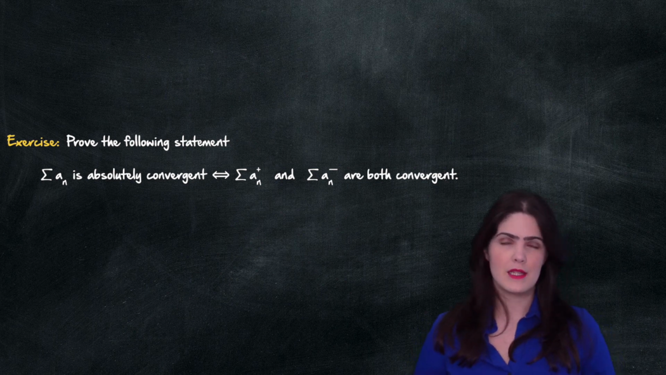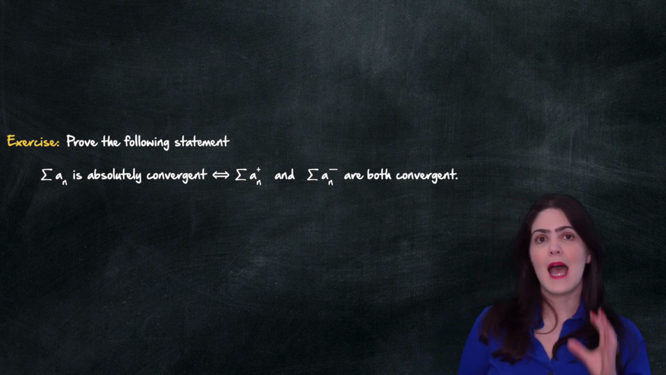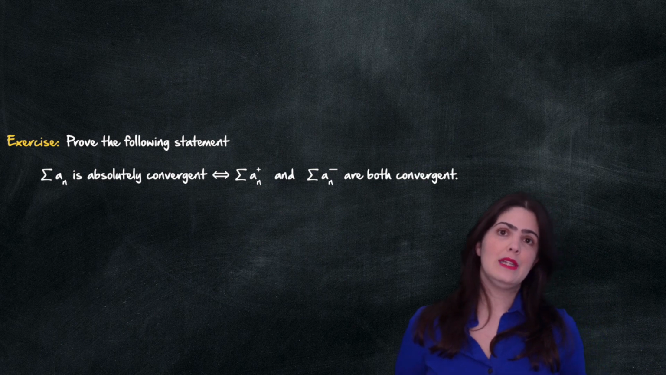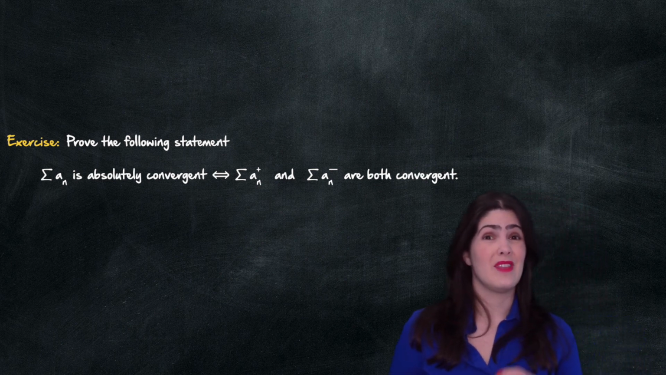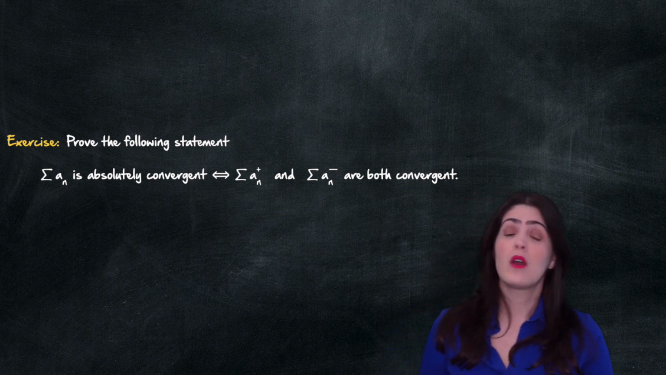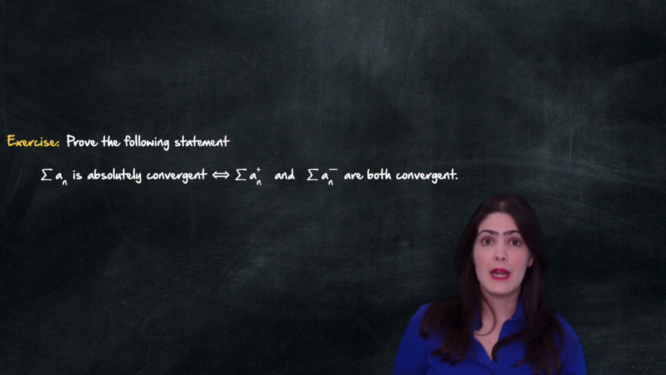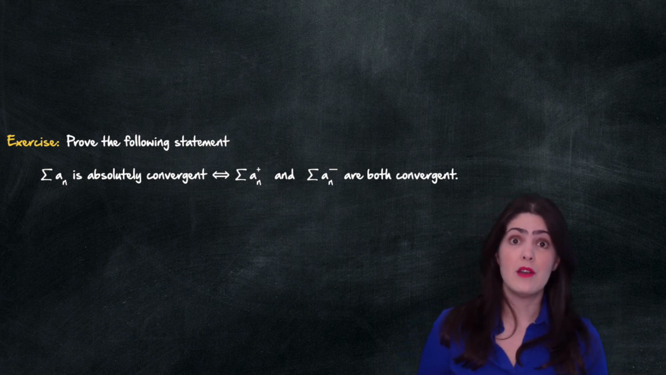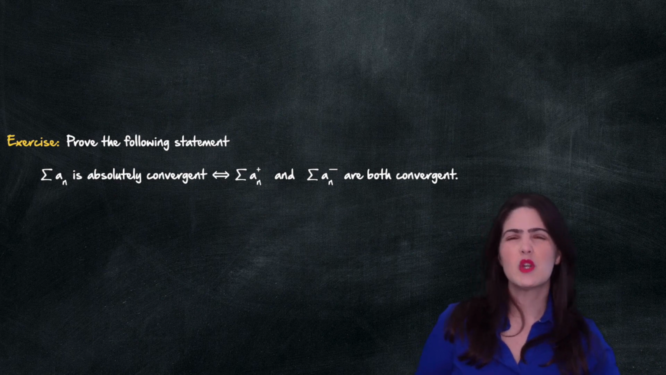Here I have a little exercise for you. I want you to show that a series is absolutely convergent if and only if both the series of the positive terms and the series of the negative terms are convergent. The proof is partially done already in the proof of the previous theorem, so you just need to fill in the gaps and complete it, but this should be quite easy to do.